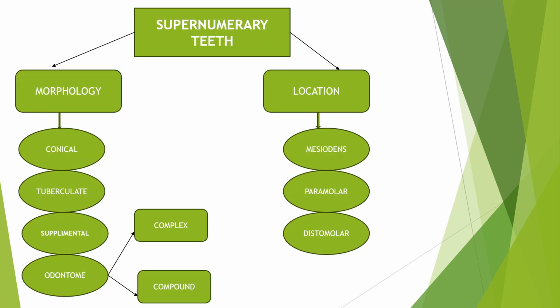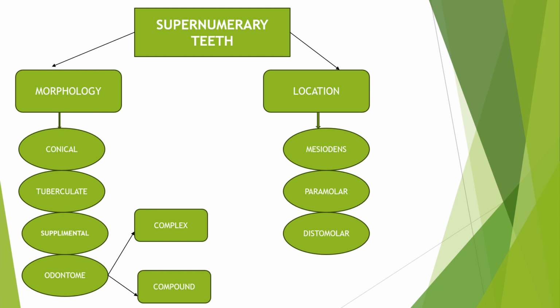Supernumerary teeth can be classified on the basis of morphology and location. On the basis of morphology, they can be classified into conical, tuberculate, supplemental, and odontome. In odontome, there are two types, complex odontome and compound odontome. Based on the location, they can be classified as mesiodens, paramolar, and distomolar.